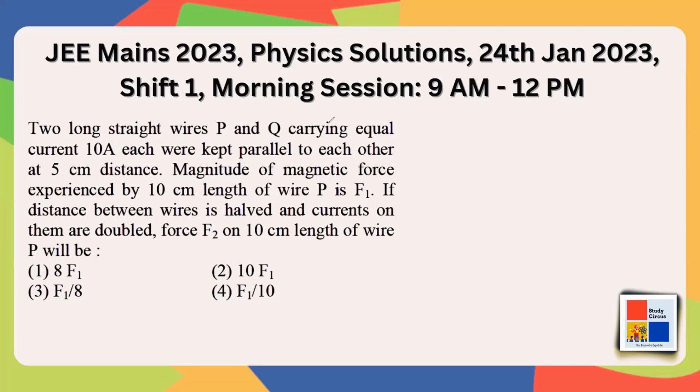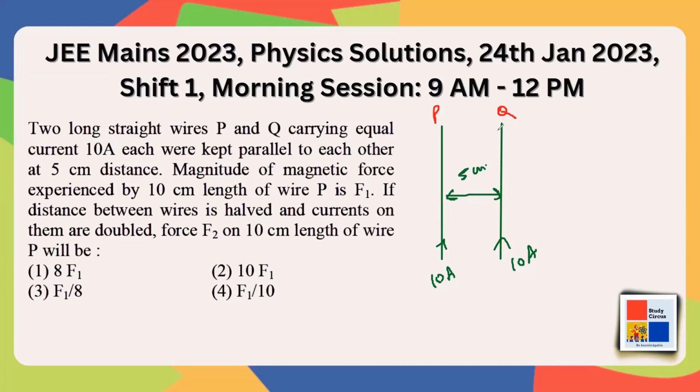And if the distance of the wire is half and the current is doubled, what is the new force F2 going to be on that 10 centimeter length of wire? Okay, right. So the question means to say that there were two wires and current of 10 ampere is flowing in both of them, right? And they are separated by a distance D, that is 5 centimeters, right?